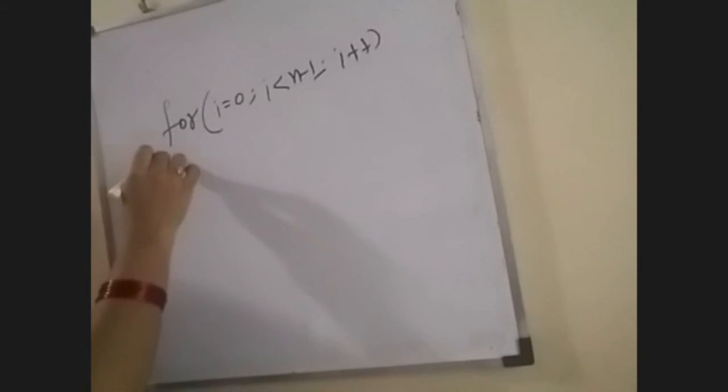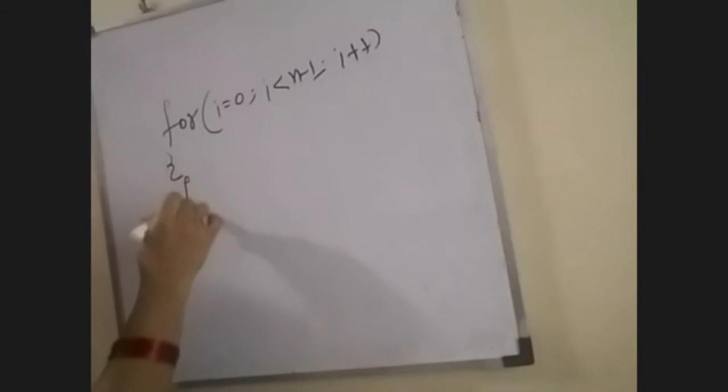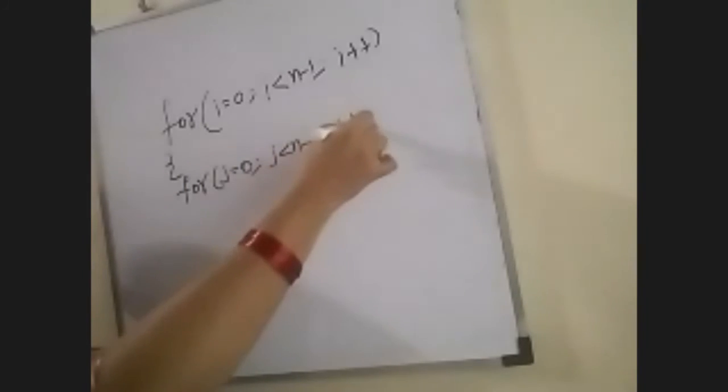You will try to solve that algorithm. Here: for i is equal to 0, i is less than n minus 1, i plus plus. If this condition is true in the outer loop, it will enter the inner loop: for j is equal to 0, j is less than n minus 1, j plus plus.